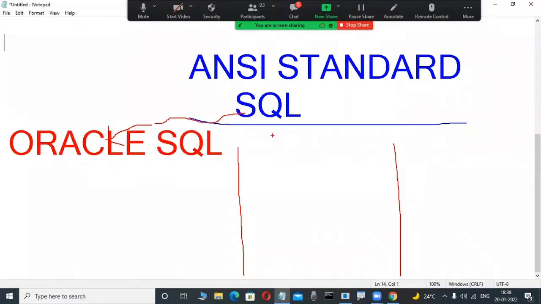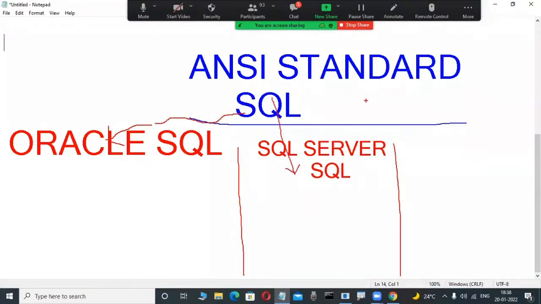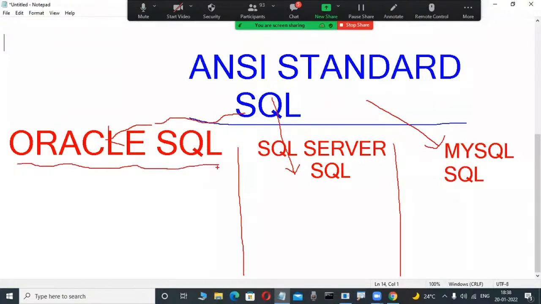So many fellows don't know that. Again, observe: SQL Server, a Microsoft product, created their own SQL from this ANSI standard SQL, called SQL Server SQL. Again, MySQL created their own SQL language from this ANSI standard, called MySQL SQL. That's why in our class we are learning Oracle SQL. How do you differentiate all these SQL languages? Conceptually they are the same.